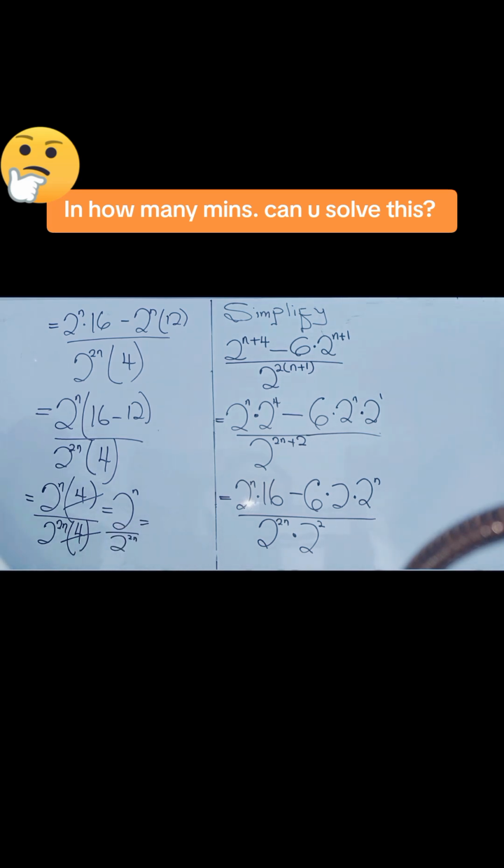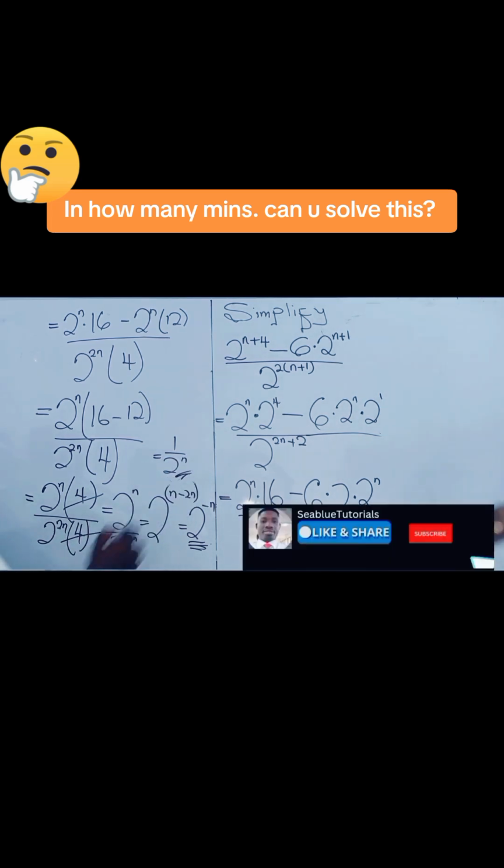Applying the division law for indices, we can write this as 2 raised to the power n minus what? 2n. And this is going to give us 2 raised to the power what? Minus n. Applying the negative index property of indices, we can write this as 1 over 2 to the n. So were you able to get this particular answer?